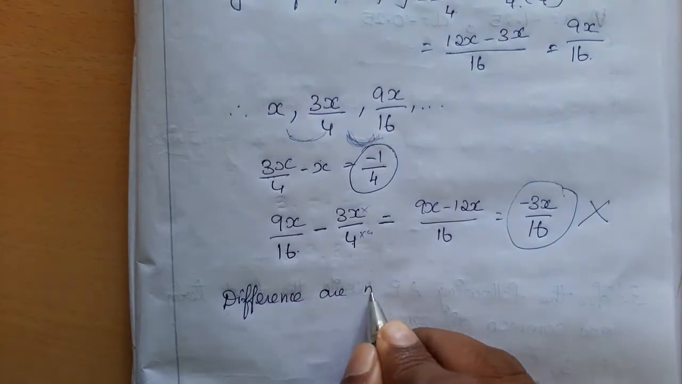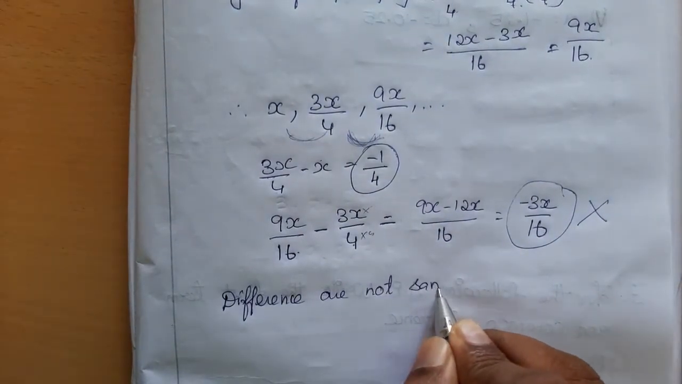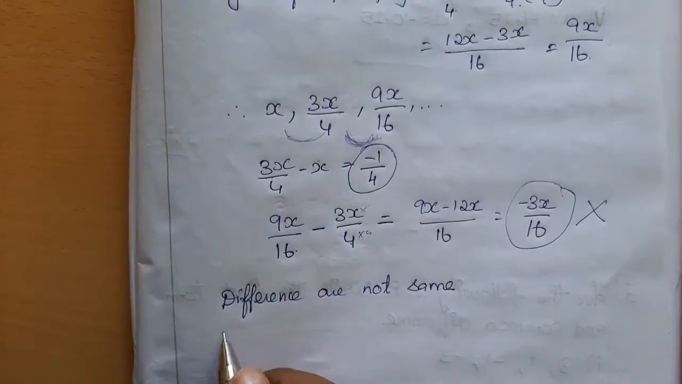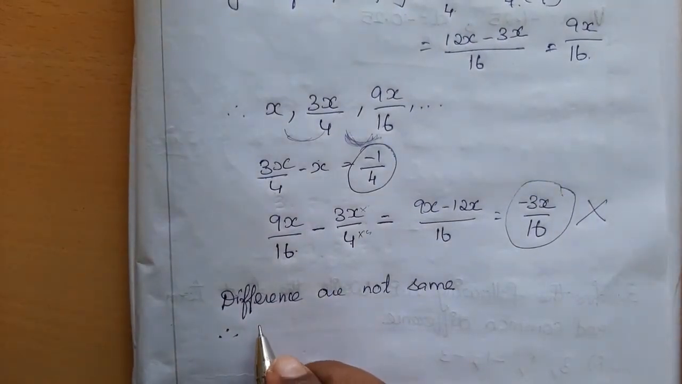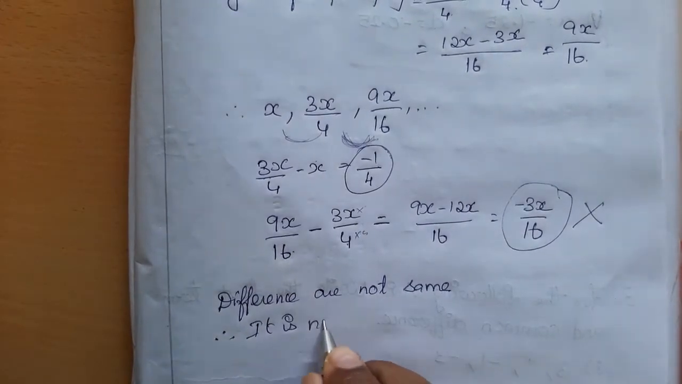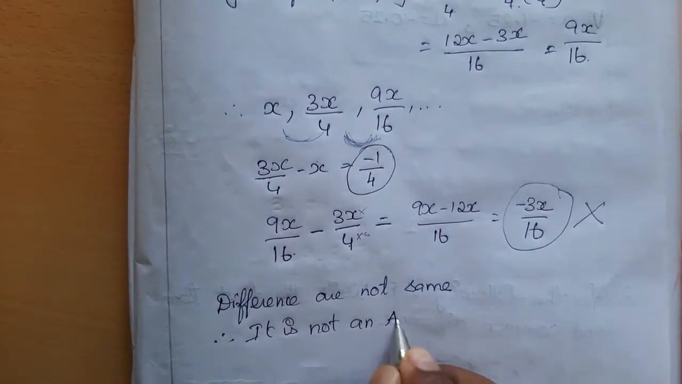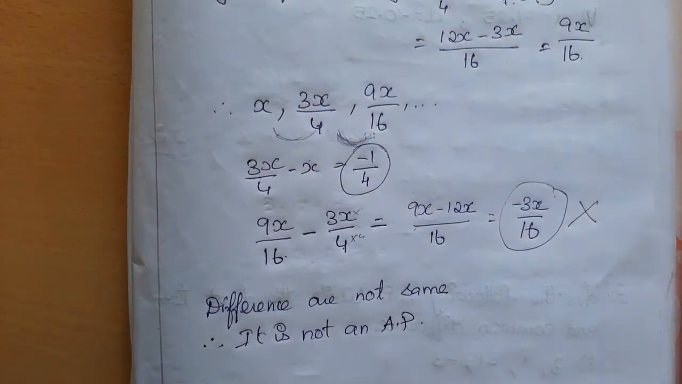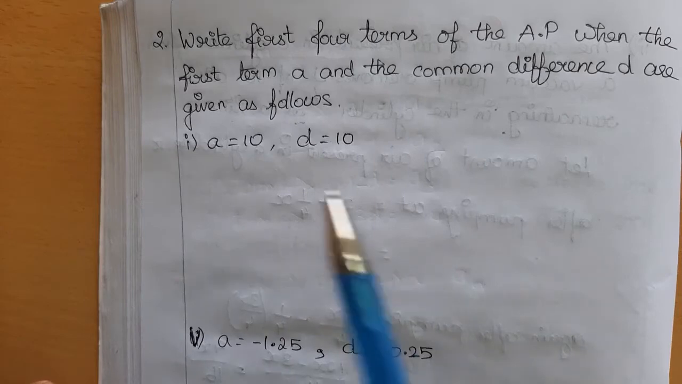The differences are not the same. Therefore, it is not an AP. So the differences of consecutive terms are not the same, so it is not an AP. Here we go for the next problem.